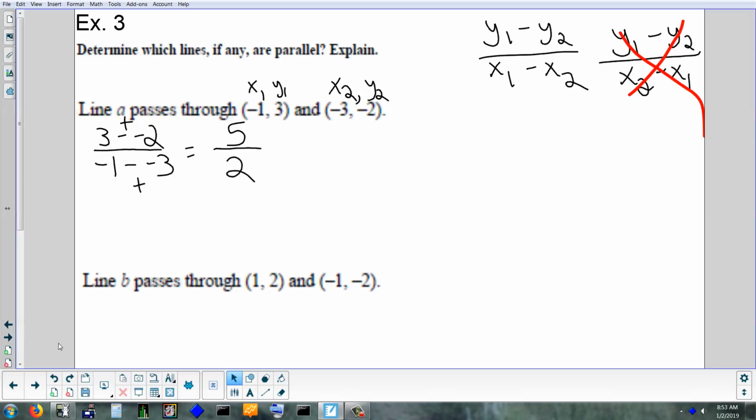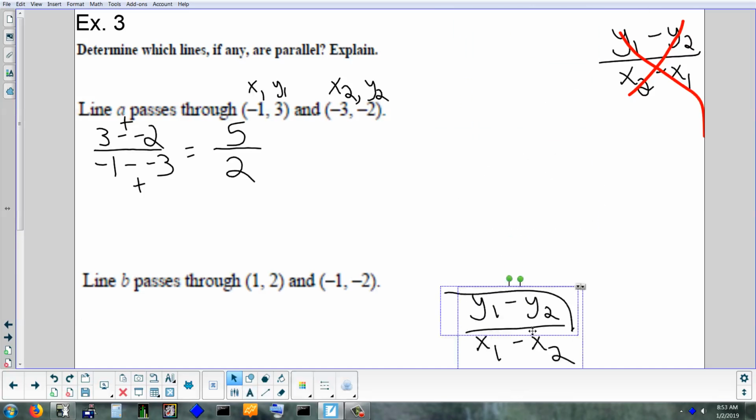Oops, I don't want to do that. You trying to move that down? Yeah, I was gonna move it down. That's the formula. There we go.